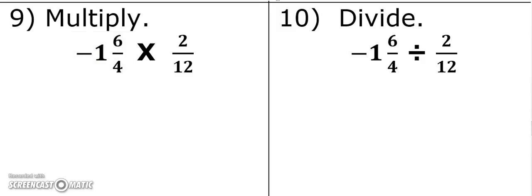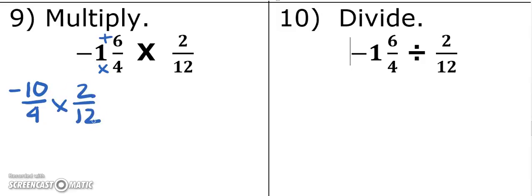Again, in order to do that, you're going to multiply the denominator by the whole number. 1 times 4 is 4. You're going to add the numerator, so I get 10. So I get negative 10 fourths times 2/12.